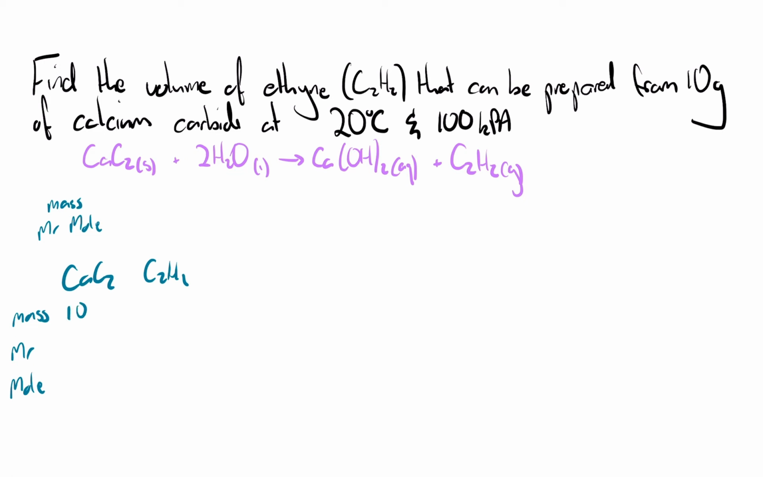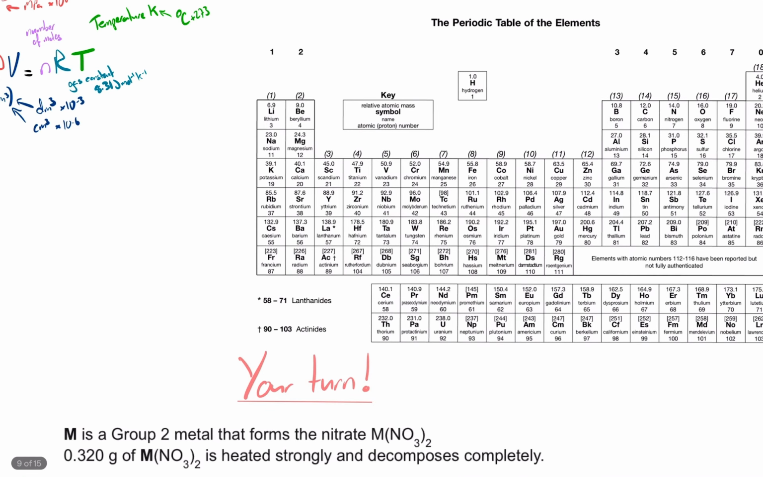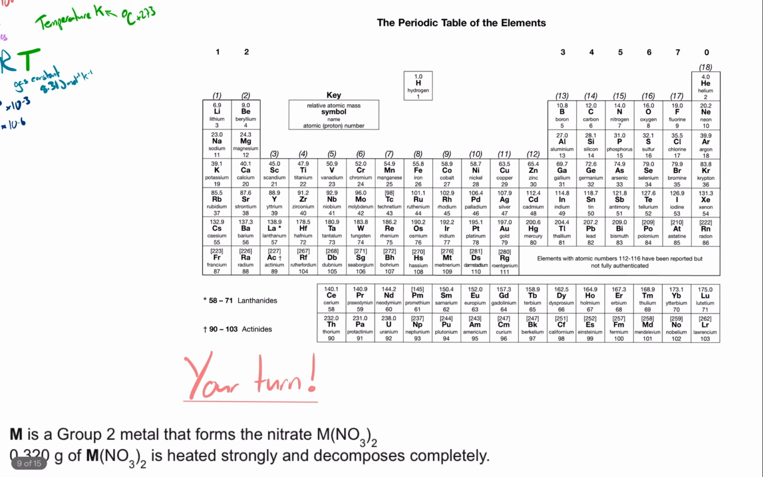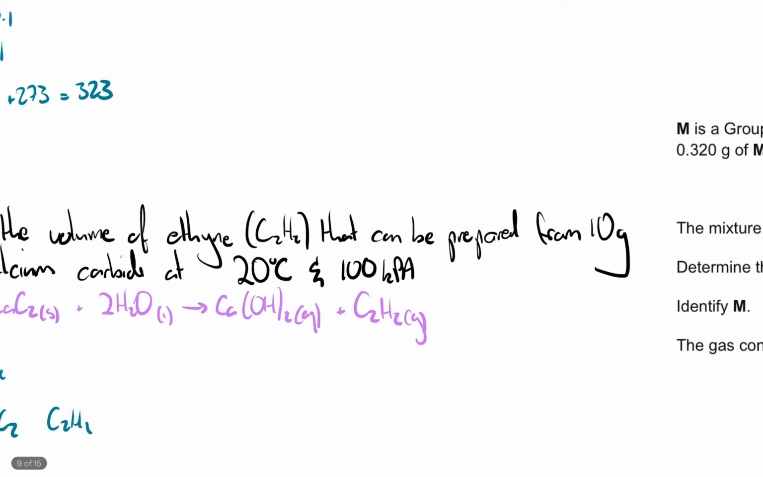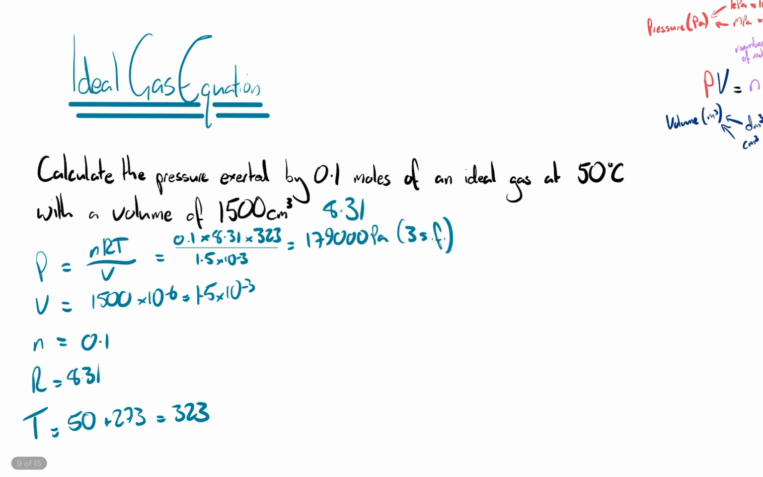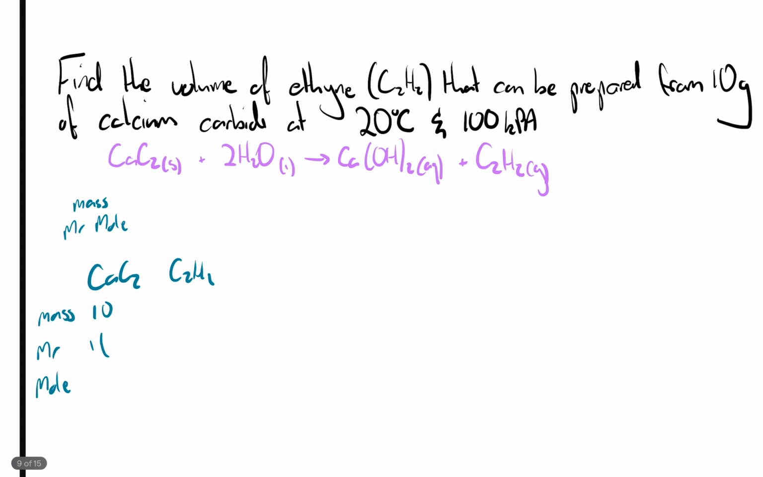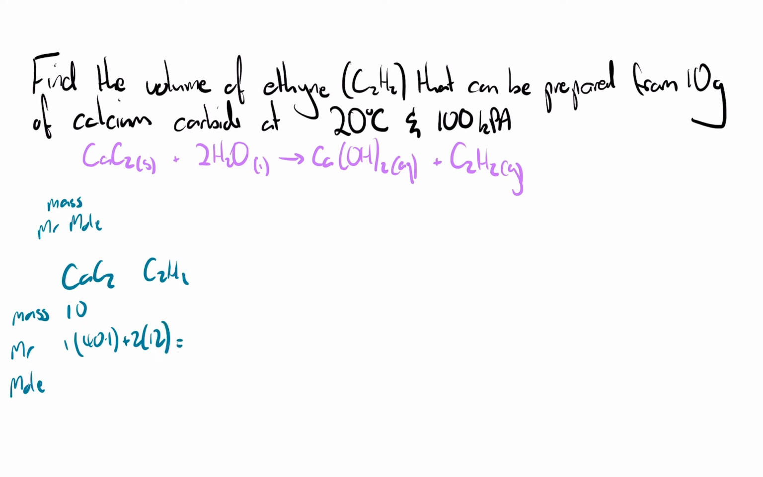MR, we've got 1 lot of 40.1 for calcium. Carbon is 12. One lot of 40.1 plus 2 lots of 12 gets us to 64.1. And now cover up mass.